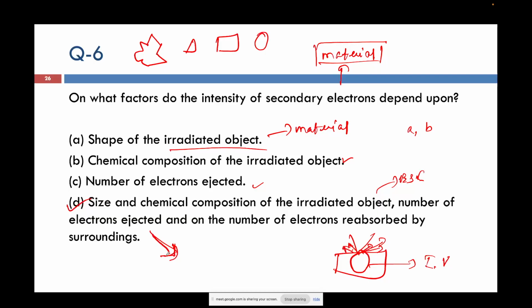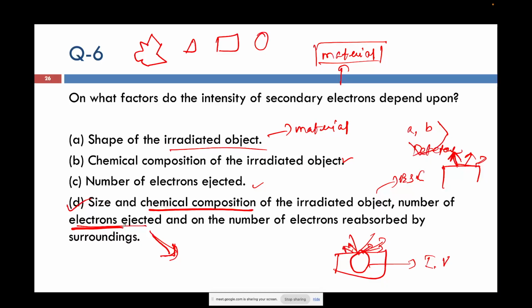And number of electrons reabsorbed: it is not necessary that all the electrons coming out of my material will go to the detector. Let's say I am putting my detector here, they might be reabsorbed, because they might get deflected by some other electron, and then they might not reach this detector at all. So that is also another factor. So size and chemical composition, definitely. Number of electrons ejected is also a possibility, because if my incident beam is not able to eject electrons, then I will not get the complete information.